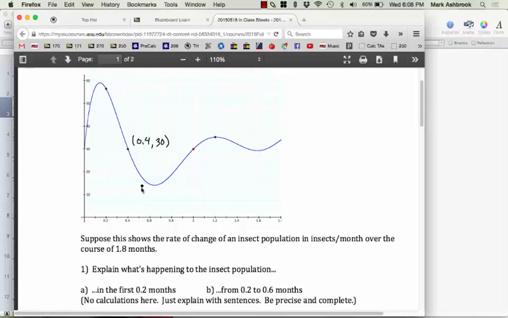Okay, so which is what? He said the rate of change at 0.4 months is 30 insects per month. Agree with that? Okay, so is the population at 0.4 months, A, let's take a quiz, A, increasing, B, decreasing, C, staying constant, or D, you can't tell.